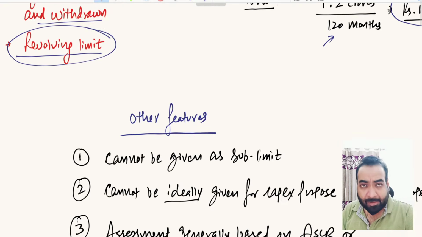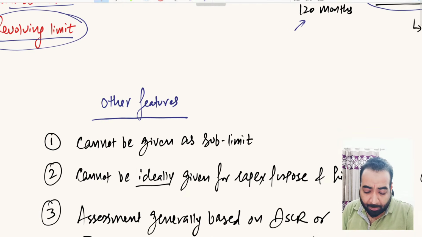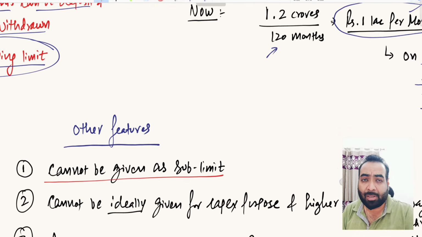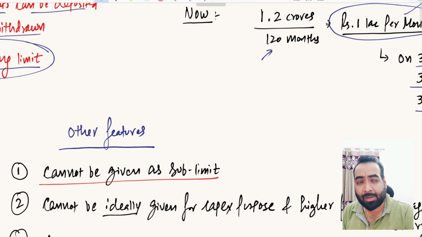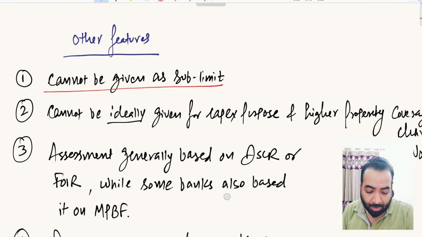So what are the other features of drop line overdraft? One thing you need to remember, that drop line overdraft cannot be given as a sublimit. It is basically a reducing limit, reduces every month. So basically it works like a term loan. So you cannot give it as a sublimit. Sublimits are usually given for perpetual kind of limits, not for term loans.